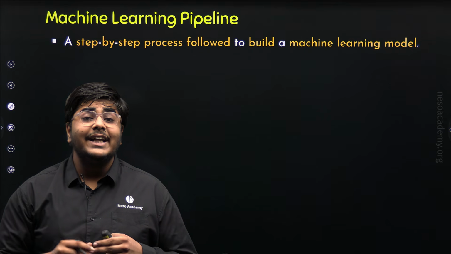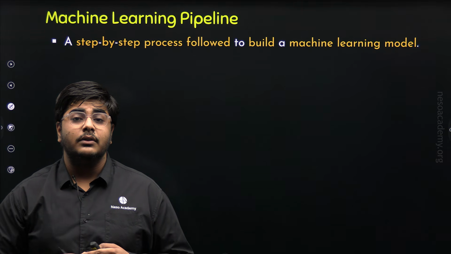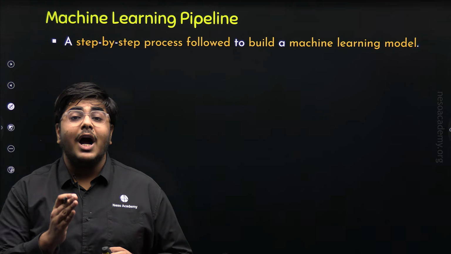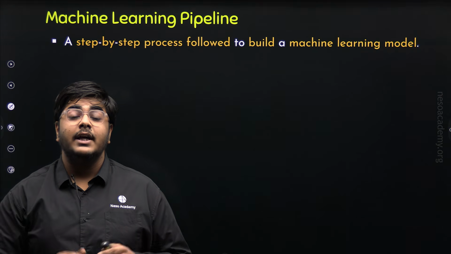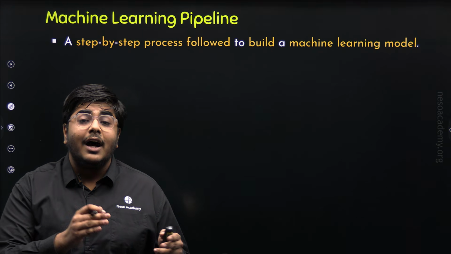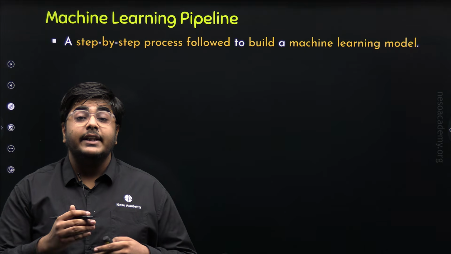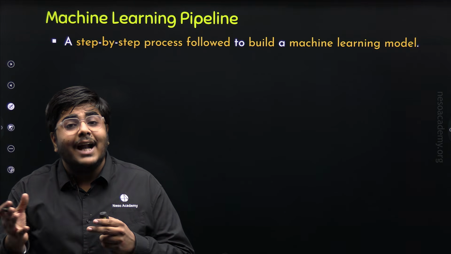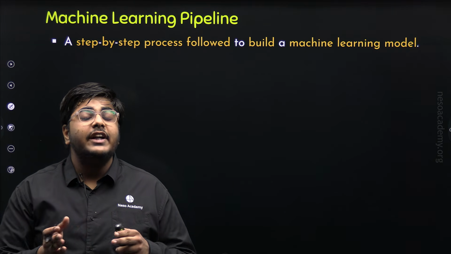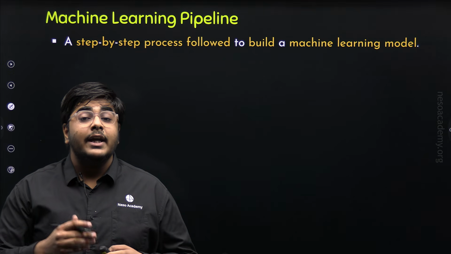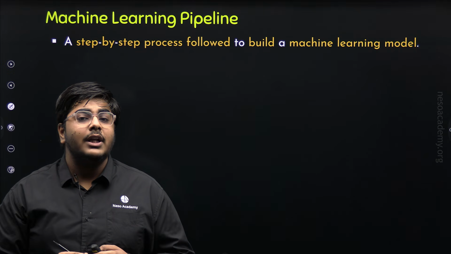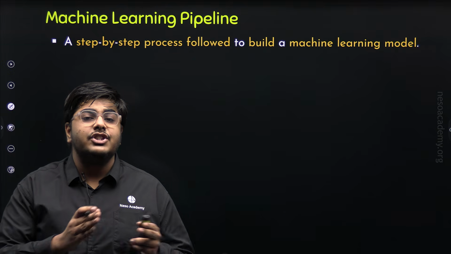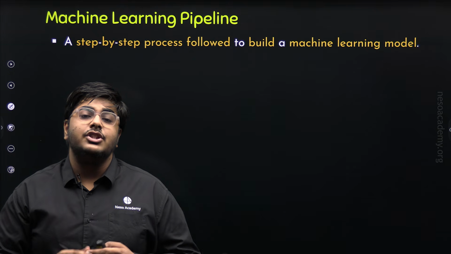We don't directly give data to the machine learning model. First, we need to understand the problem statement. Then we need to collect the data relevant to that problem. Then we have to clean and prepare that data. After that, we train our machine learning model. Then we test our machine learning model. And then we can use the machine learning model to make predictions.